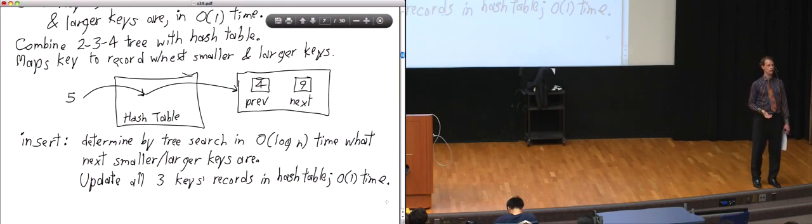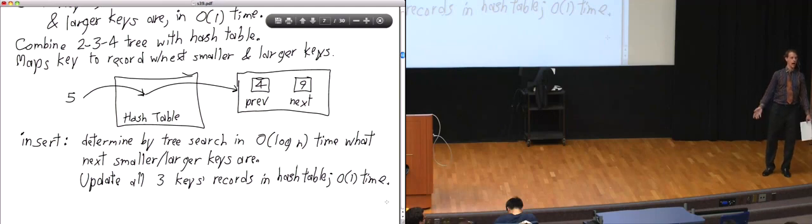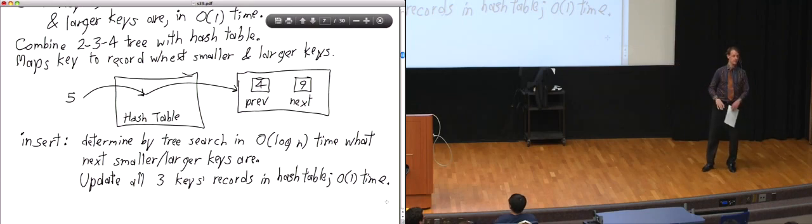The thing that a hash table won't do is, when I insert a 5, a hash table won't tell me that 4 is the next smaller key and 9 is the next larger key. So there's the ordering part. Hash tables don't do ordering at all. And that's the part you need the 2, 3, 4 tree for. So that's why a hash table alone isn't enough.